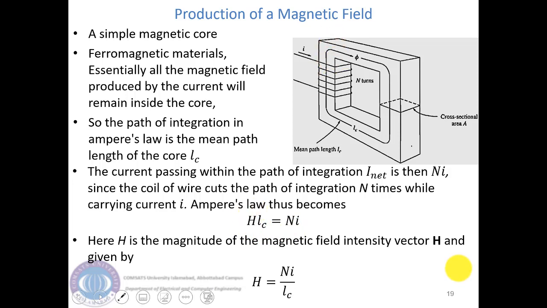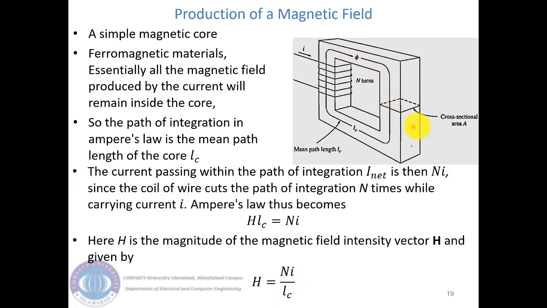We don't need to integrate, because instead of integration we have taken the mean path length, and we assume that no magnetic field spills out of this magnetic core. So that's why we make this assumption of taking the mean path length. Here H is the magnitude of the magnetic field intensity, which is obviously a vector quantity, and it is given by H is equal to Ni by Lc, in ampere turns per meter.